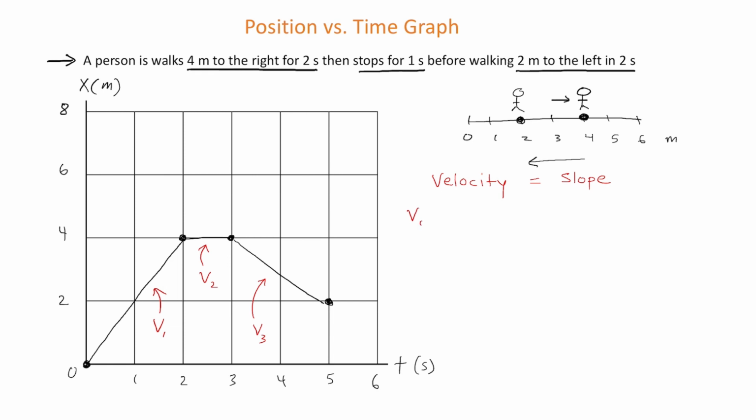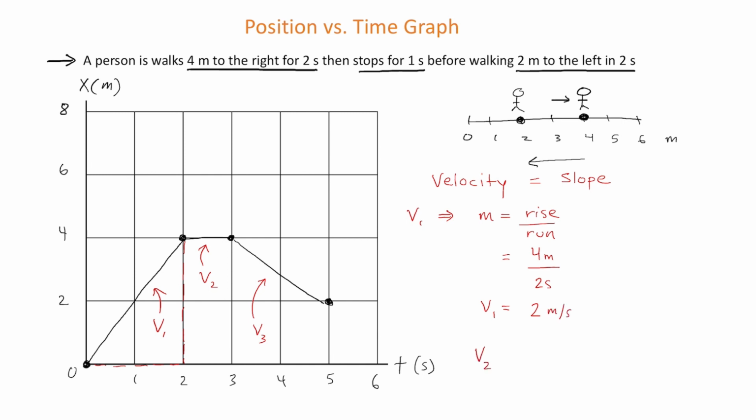So if we're trying to find v1, we just need to use the slope equation to find the slope. I will use m is equal to rise over run. Our rise is 4 meters, and our run is 2 seconds. When we do the math, this tells us that v1 was 2 meters per second.